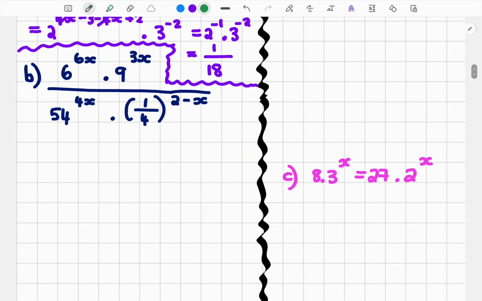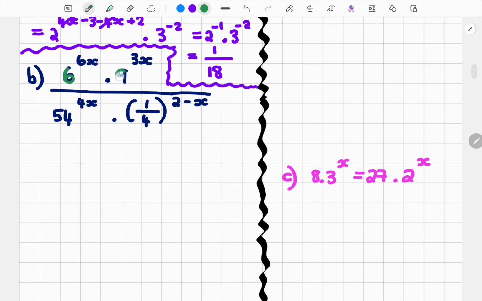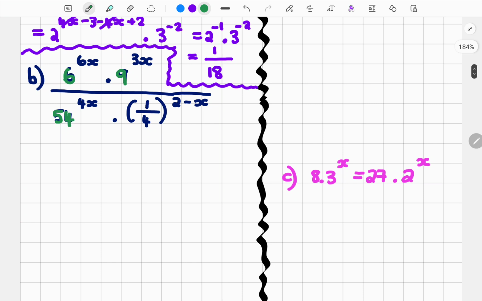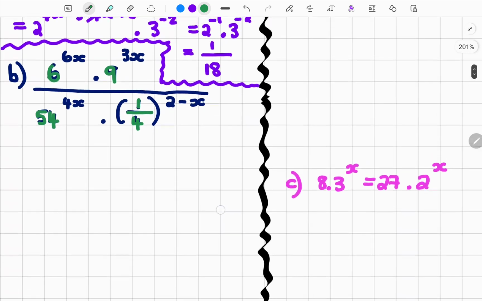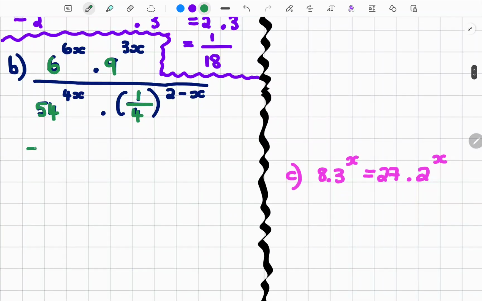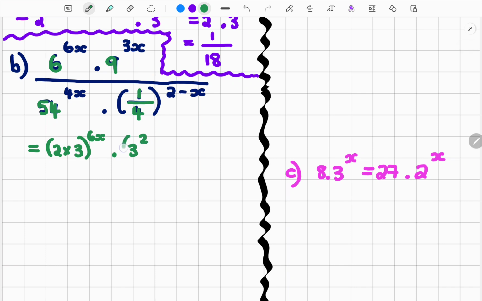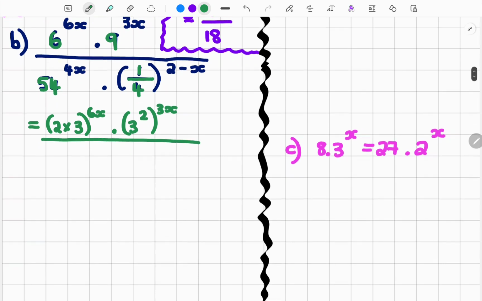All right. So which ones aren't prime numbers? The 6, the 9, the 54. And here, although it's a quarter, there's a 4 underneath. So the first step is I'm going to change it into a product of its primes. Now 6 is 2 times 3, and it's all raised to the power 6x, times 3 to the power 2. That 2 pushes up and multiplies with the 3x, all over 54, which gives you 2 times 3 to the power 3, and that's all raised to the power 4x.